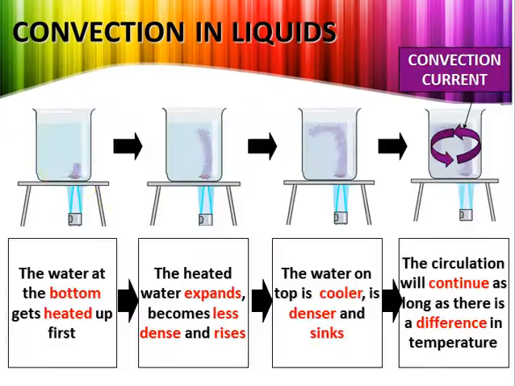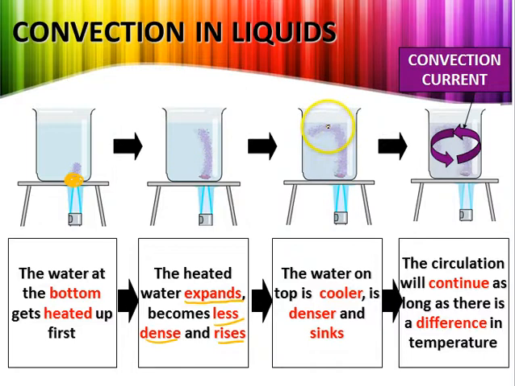So we're going to see here. Let's say we have put a little bit of coloring here. When we heat up this point over here, the water at the base, the water at this region over here gets heated up first. So what happens when it's heated? Obviously, the effect of heat is expansion. When it expands, it becomes less dense, it will rise. So you can see the movement. This purple color here is just to show how the hot water is moving.